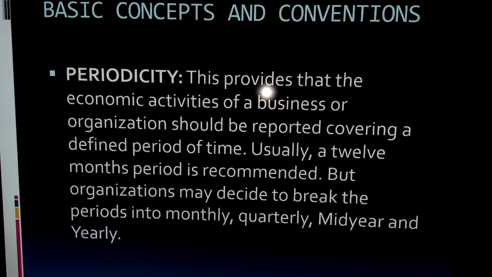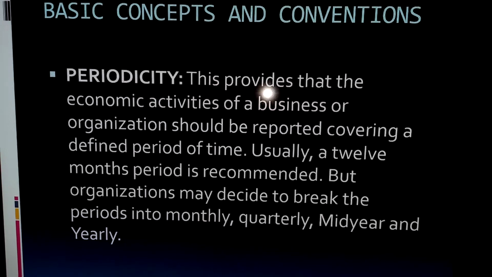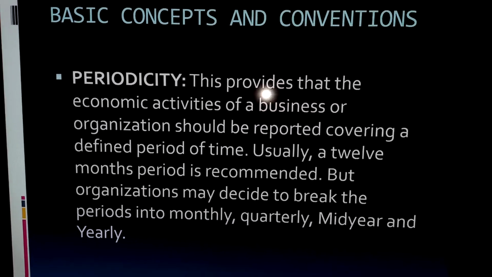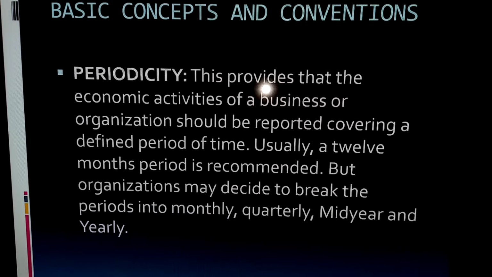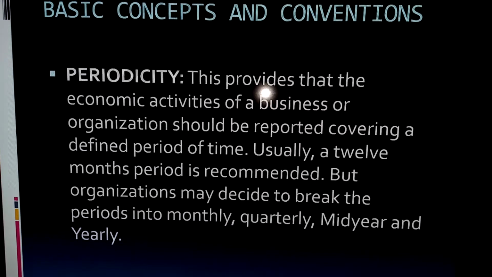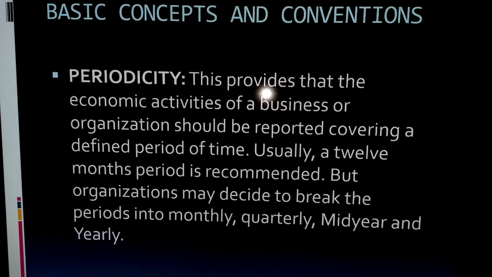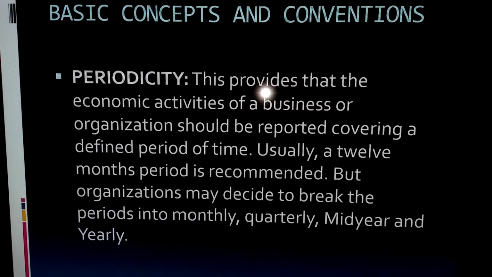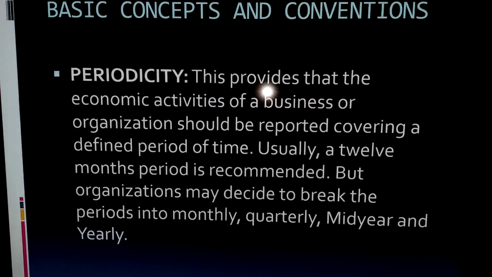So if it is 1 year, fine. Then if you want to say, okay, we'll do 1 month, we do every 3 months, we also do every 6 months, then we'll do 1 year, that's acceptable. That is also in compliance with the periodicity concept that says that there must be a defined period covering the activities of the organization from time to time. So there must be a period.